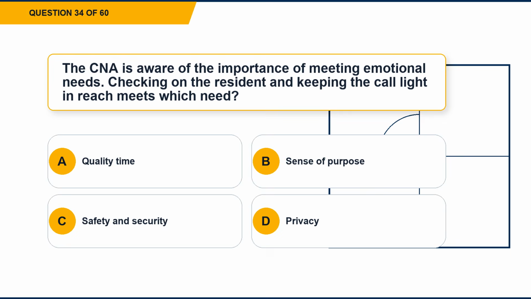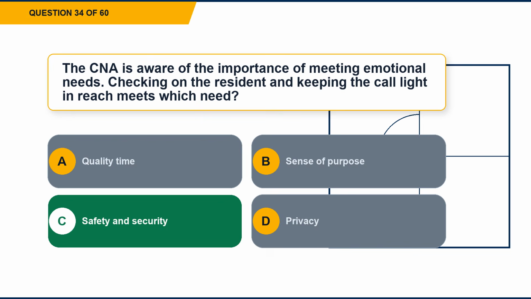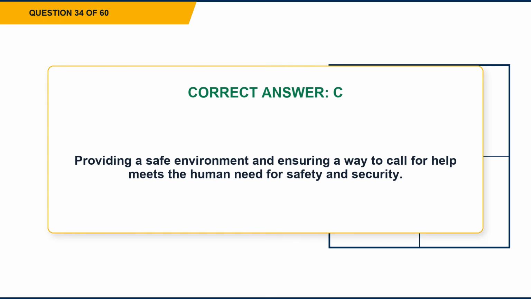Question 34. The CNA is aware of the importance of meeting emotional needs. Checking on the resident and keeping the call light within reach meets which need? Option A, quality time. Option B, sense of purpose. Option C, safety and security. Option D, privacy. The correct answer is option C, safety and security. Explanation: providing a safe environment and ensuring a way to call for help meets the human need for safety and security.